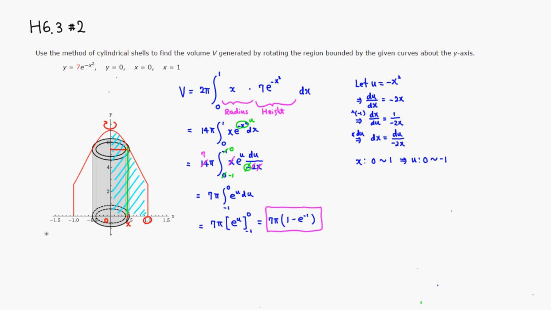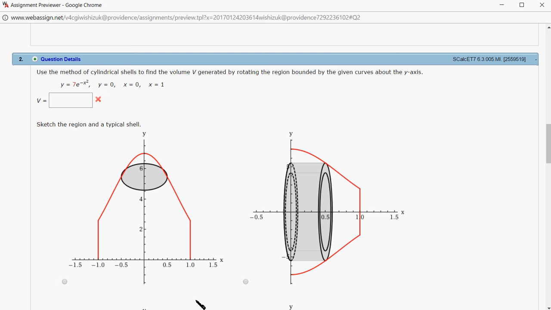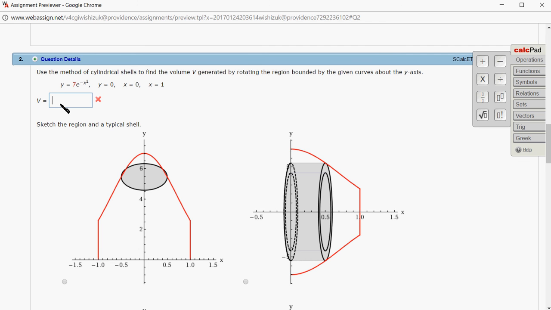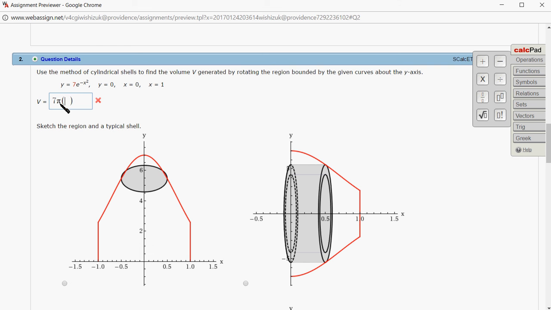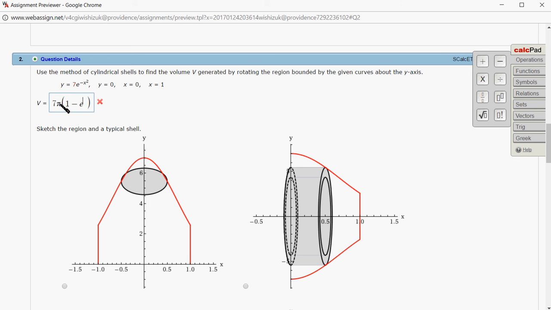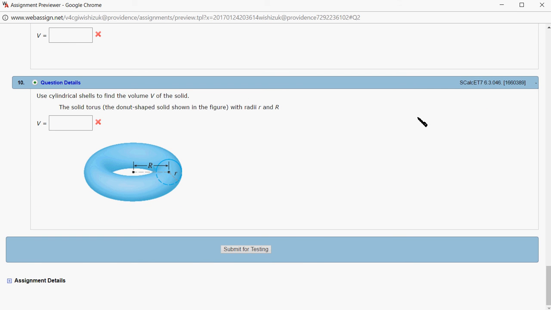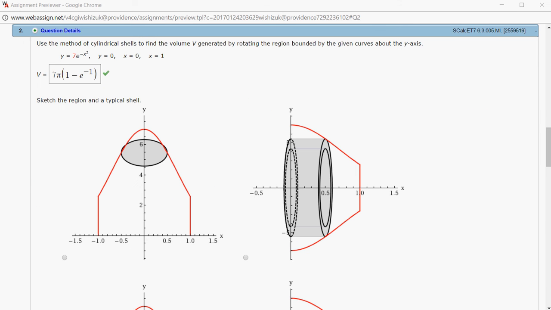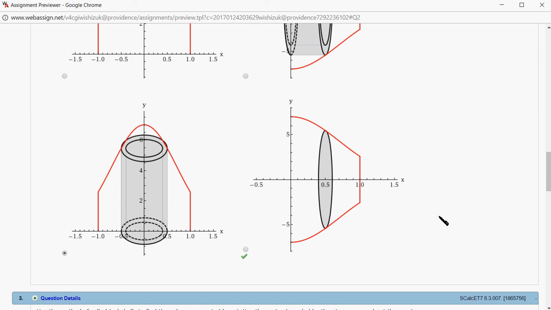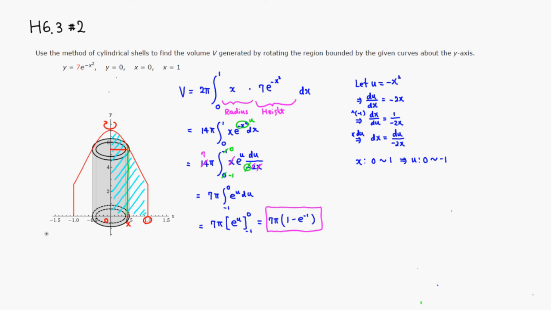Let's type it in. We have 7 pi and parentheses, 1 minus e to the negative 1. Let's check the answer. Submit for testing. It came back and it looks like we got the volume correct, and we have the picture correct as well. That's it. I hope that this was clear.